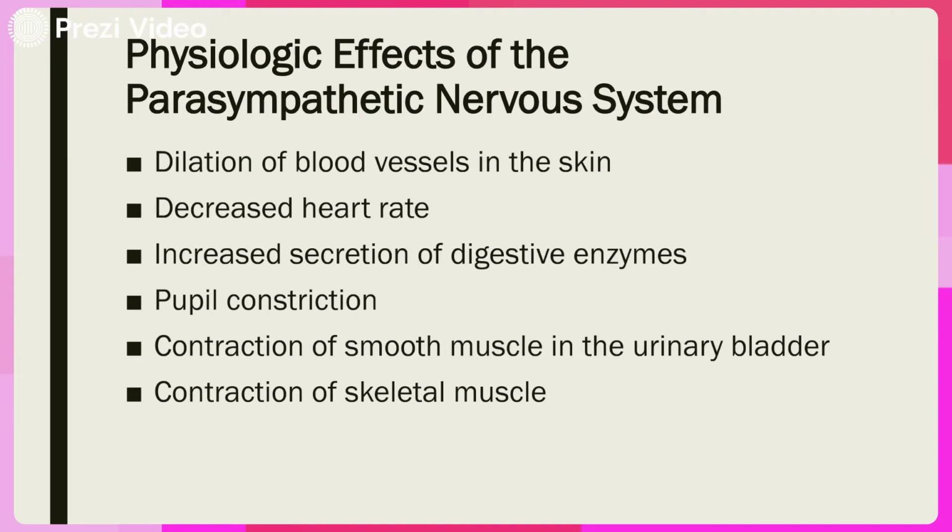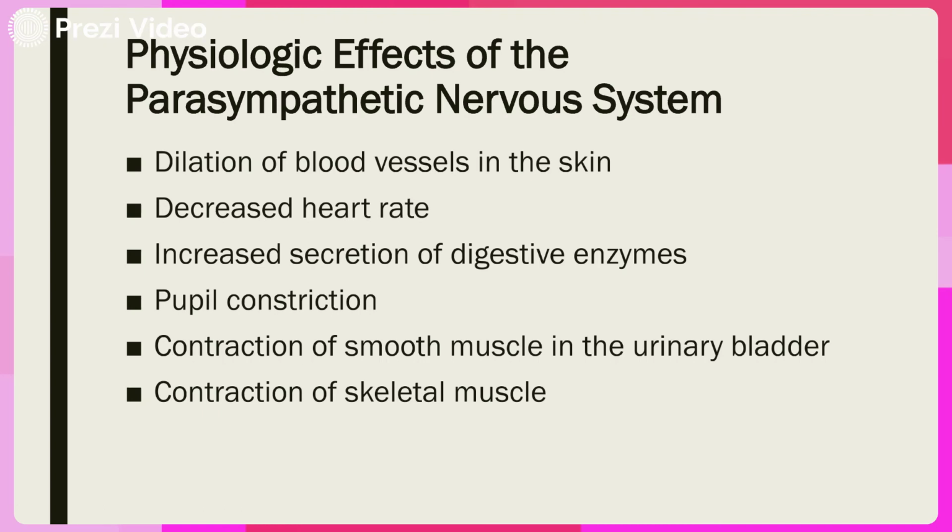The physiological reactions that occur when we activate the parasympathetic nervous system: you'll see a dilation of your blood vessels in your skin. You will see an increase in your heart rate. You will see an increased secretion of your digestive enzymes, so that means that you'll be able to digest food faster. Pupils will constrict. You will have a contraction of your smooth muscle in the urinary bladder, and then you'll see a contraction of the skeletal muscle.